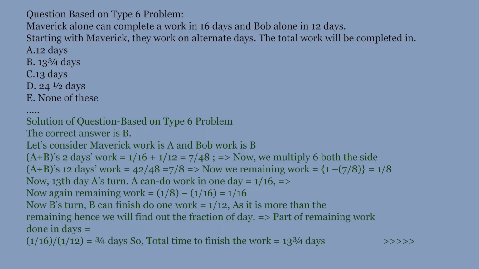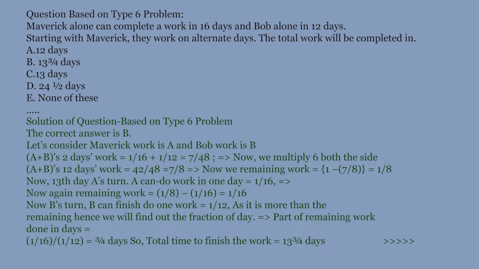So B has no need to finish the entire day, because he can finish the work in 1 day at 1 upon 16, but he has to do only 1 upon 16 of the work. So since he has to do less work, whatever his capacity of 1 day work, he will take only 3 upon 4 days to finish the remaining work.